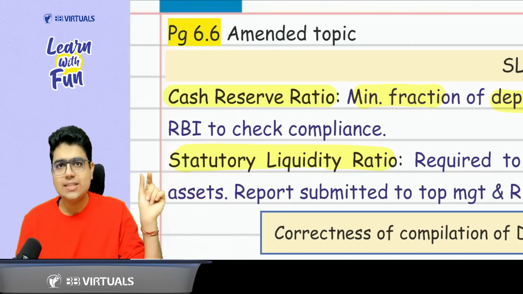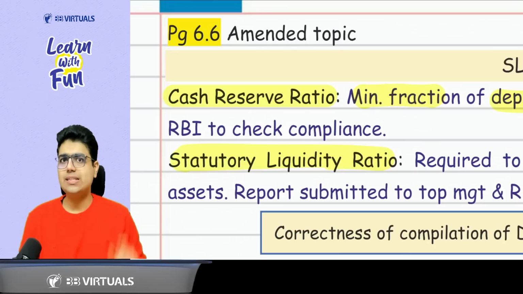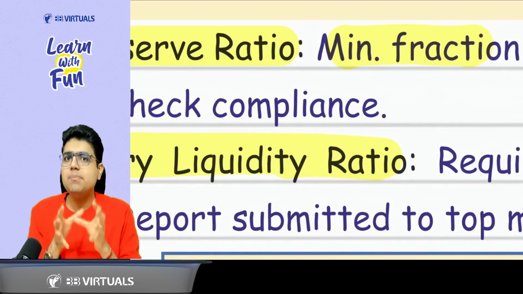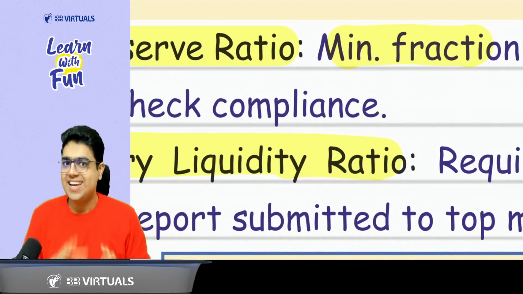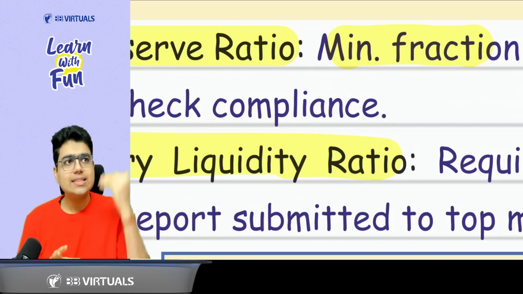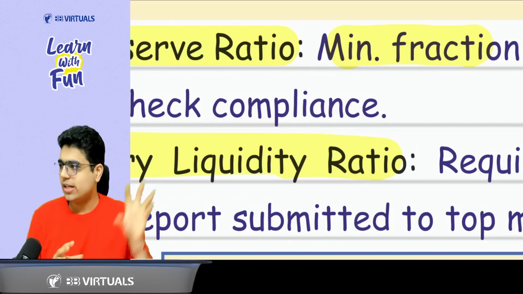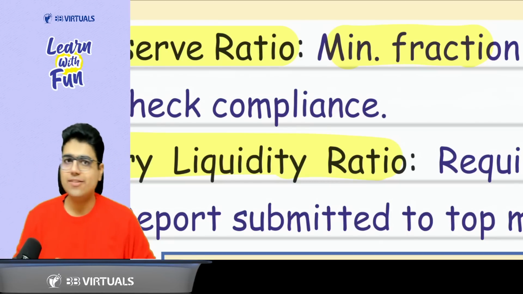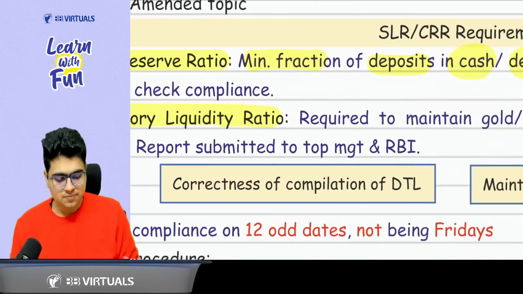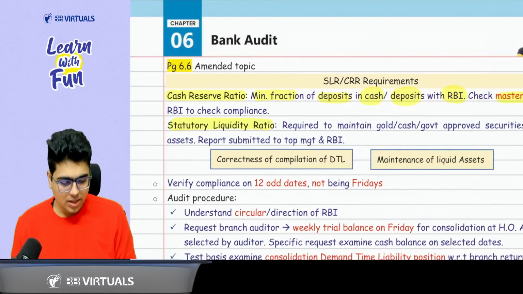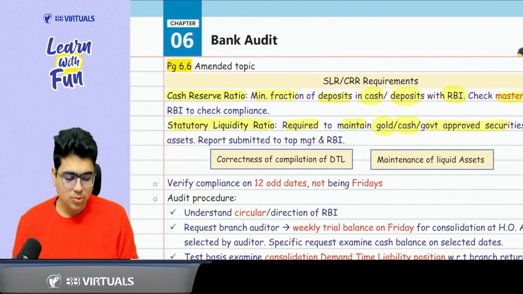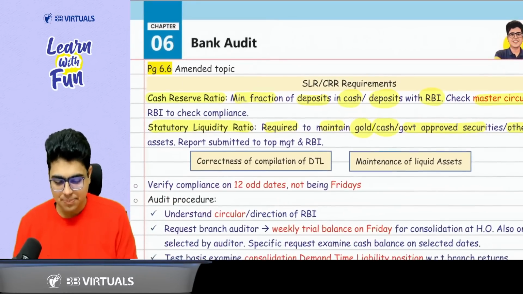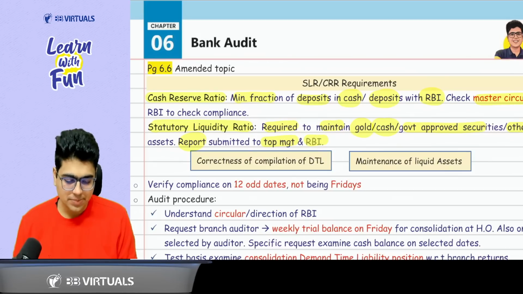The name itself is statutory liquidity ratio. Statutory means it is required by law. Liquidity means whatever deposits you take, some portion you need to keep in the form of liquid assets. It can be cash, gold or other approved securities. Liquidity needs to be maintained, and the remaining portion you can lend to other parties, giving it as an advance. So you are required to maintain gold, cash, government approved securities, basically liquid assets, and the report on this needs to be submitted to the top management and RBI.